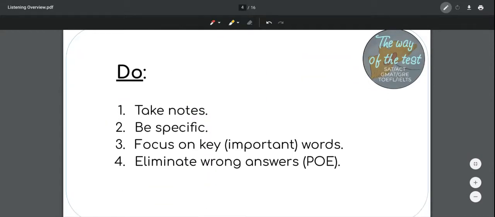Now, things to do: we want to take notes. We want to be specific, which means we want to take specific notes. We only copy what they say. We do not copy what they don't say. We're going to focus on keywords. We're going to see this in depth when we see how to take notes. And we're going to use the process of elimination for eliminating the wrong answers.